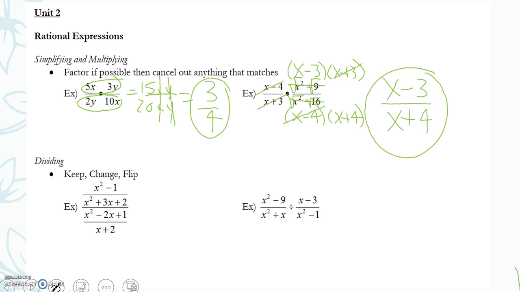For the next example, it is dividing. So you have to keep, change, flip when it's division. For the first one, what you do is you just rewrite the top fraction, x squared minus 1 over, and then I change to multiplication, and then I flip over that bottom fraction. So I have x plus 2 now up top, and x squared minus 2x plus 1 down bottom.